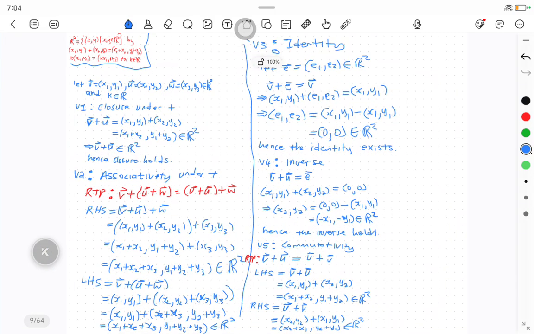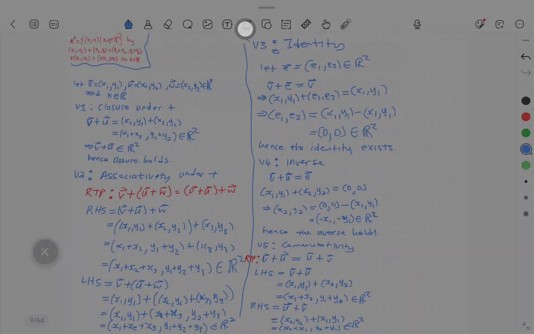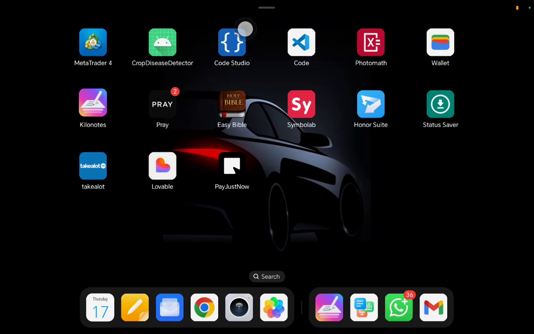You see, right? So now we have checked all the additive abelian group axioms. So since we have checked all the additive abelian group, we can also check the scalar multiplication.